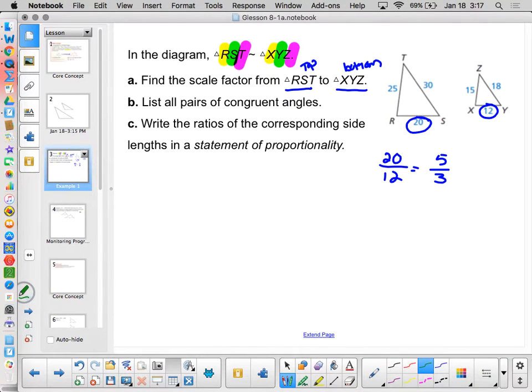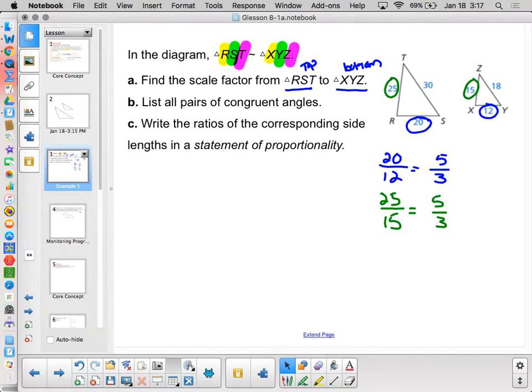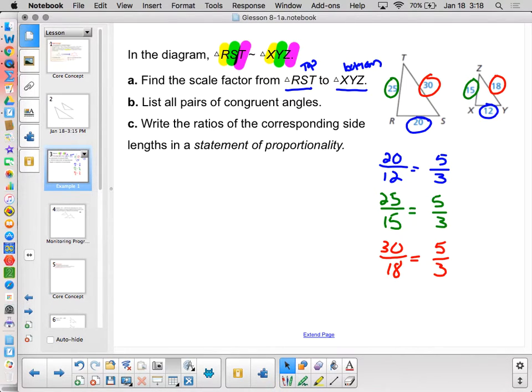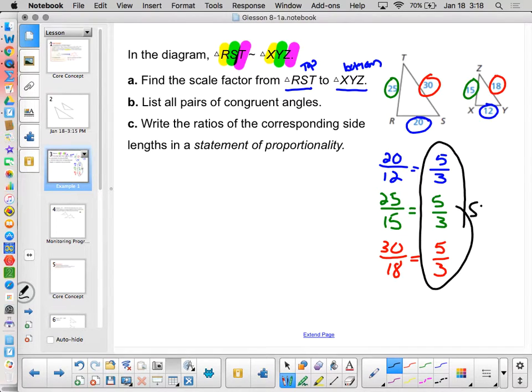The next pair of corresponding sides is the medium sides, 25 and 15. 5 goes into both of those. They reduce to 5 over 3. Next, we look at the longest sides, which is 30 over 18. 6 goes into both of those, and guess what? It reduces to 5 over 3. All three sets of ratios reduce to exactly the same thing. That guarantees me that those shapes are similar because they all reduce to the same thing, and 5 to 3 is the scale factor.